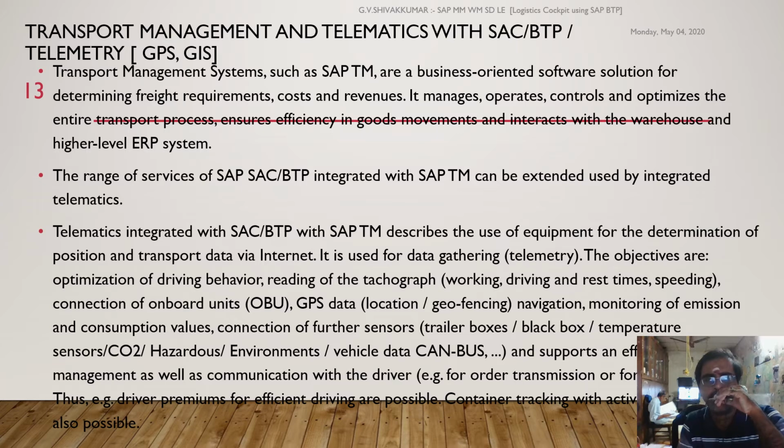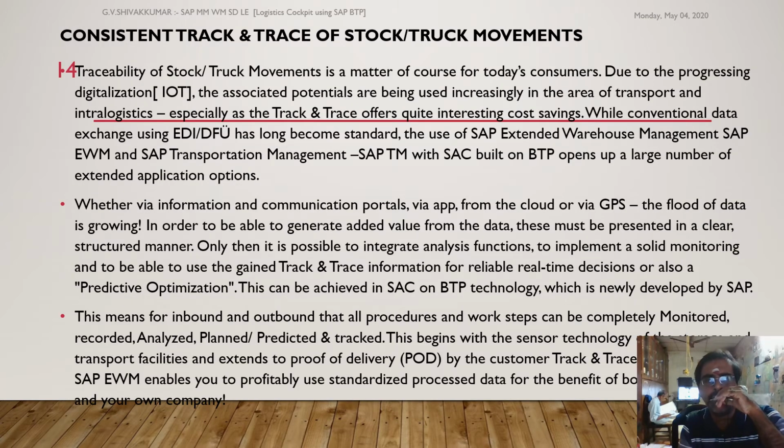Okay, these are the advantages of BTP and SAC over the transportation management deployed with the telematics, right. These are the advantages. And next we have a consistent track and trace, right, of stocks or truck movements. Okay, the traceability of stocks or truck movements is a matter of course for today's consumers. So how much possible to track the exact stock movement can be done through the available GPS and GIS sensors.